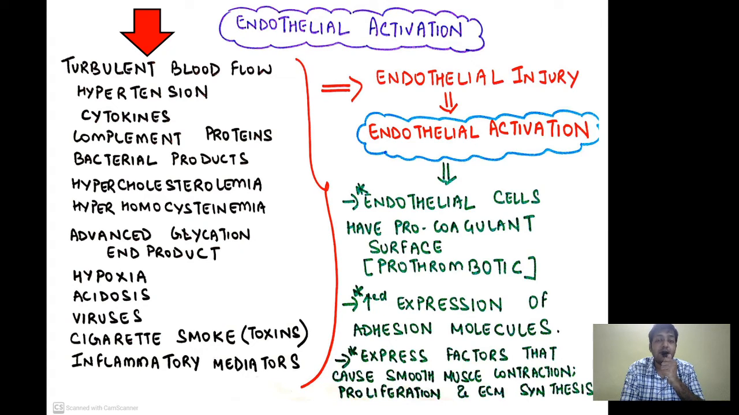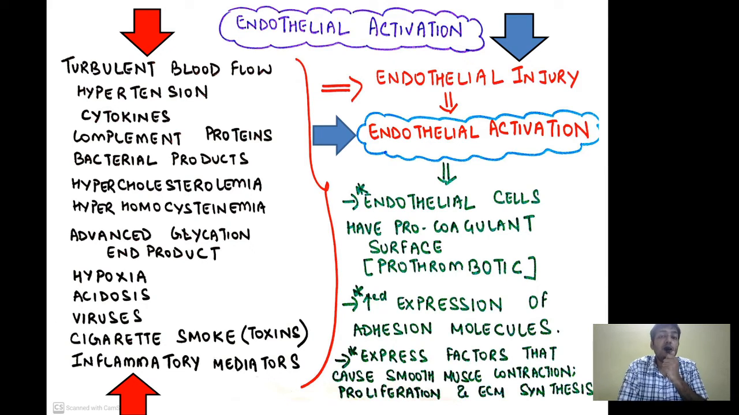cigarette smoke. Now, cigarette smoke not directly, but there are certain toxins present in cigarette smoke which can promote endothelial activation, and other inflammatory mediators. So all these factors are a list you will have to remember. They can lead to endothelial injury or endothelial dysfunction, ultimately causing endothelial activation.